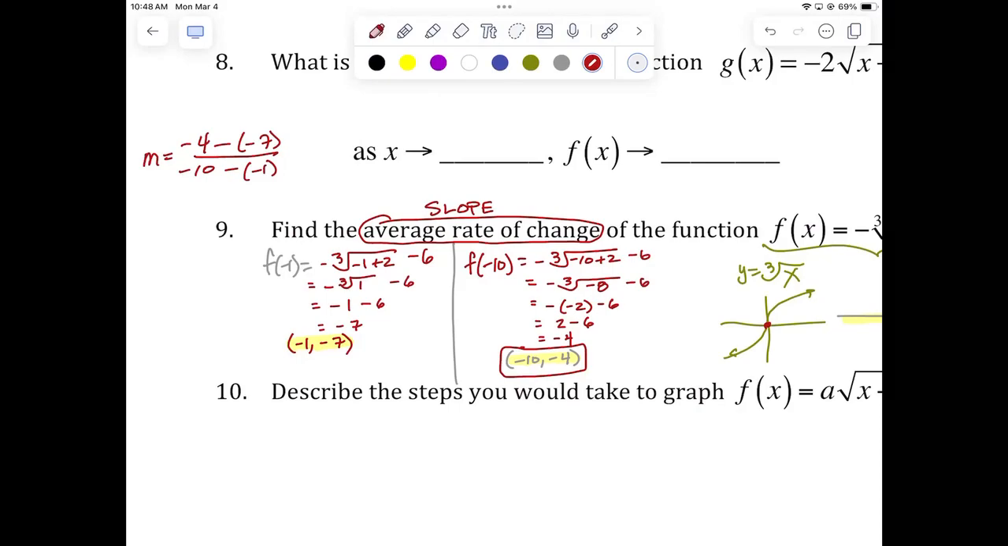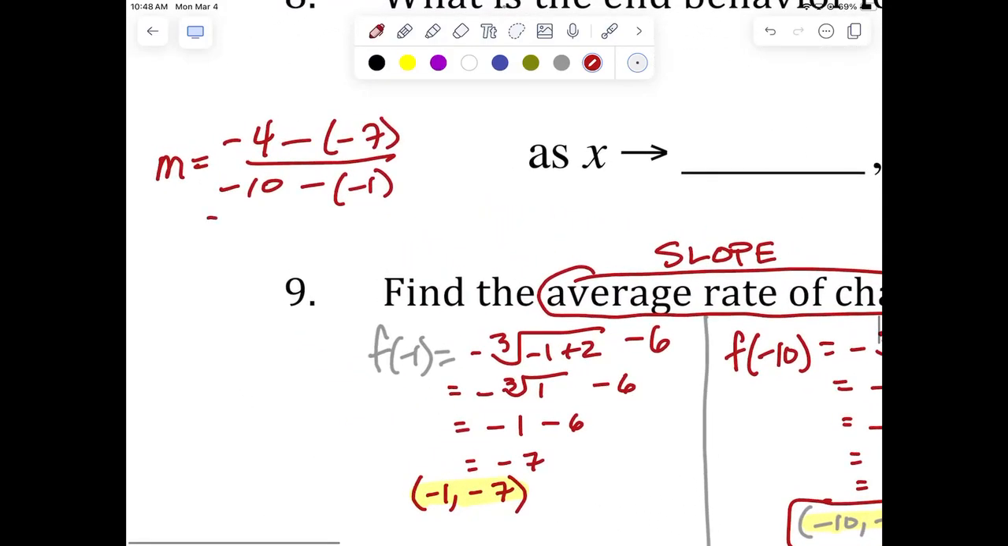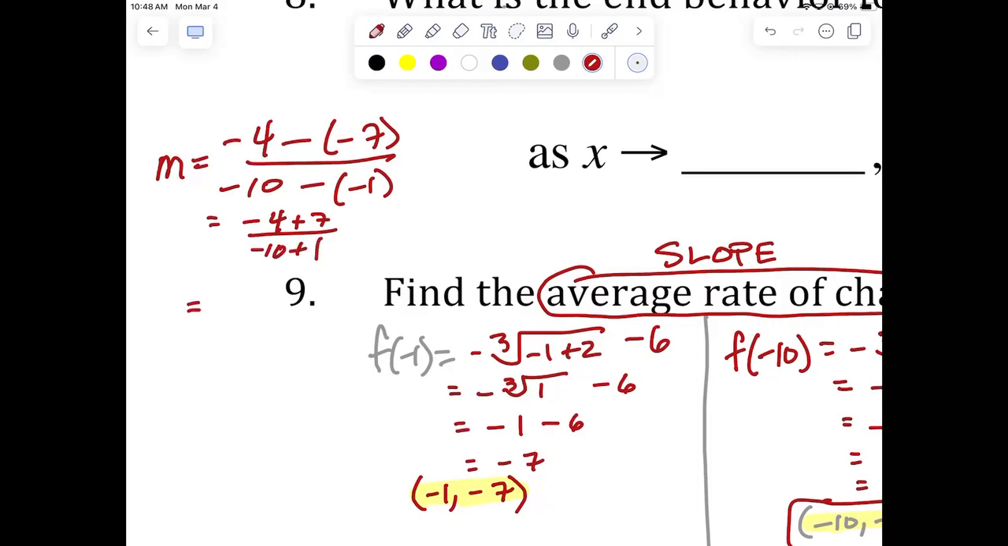Change in the y, negative 4 minus negative 7, over change in the x, negative 10 minus negative 1. This problem's not hard, but it's very tedious, right? There's a lot of negatives floating around that we need to be very mindful of. In fact, let's simplify this. This is now negative 4 plus 7 all over negative 10 plus 1, which gives us 7 minus 4, which is 3, all over negative 10 plus 1, which is negative 9.